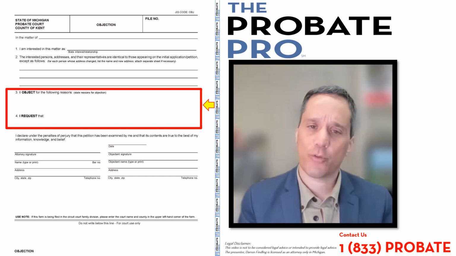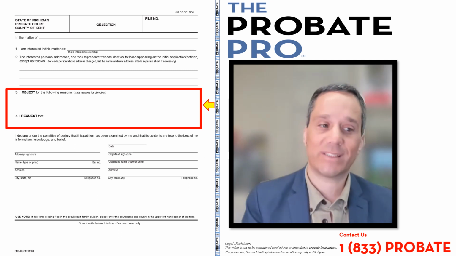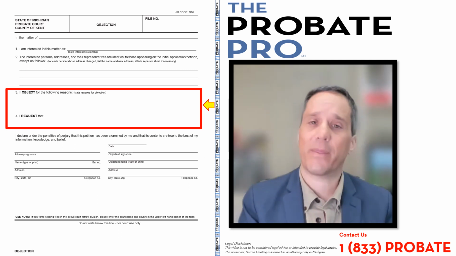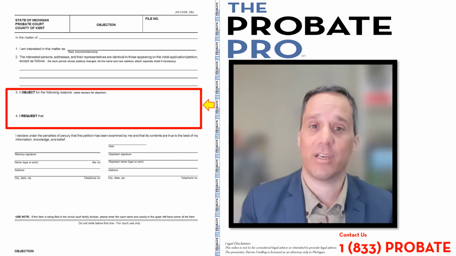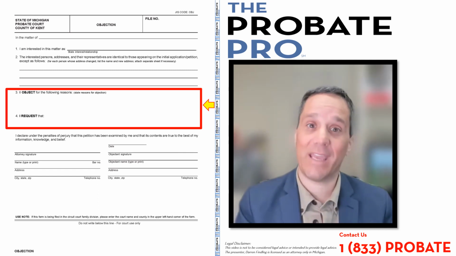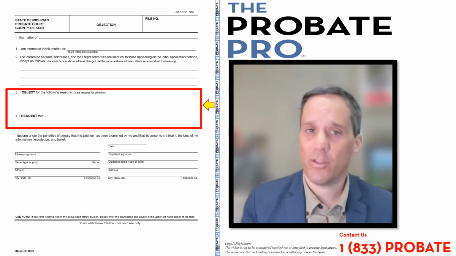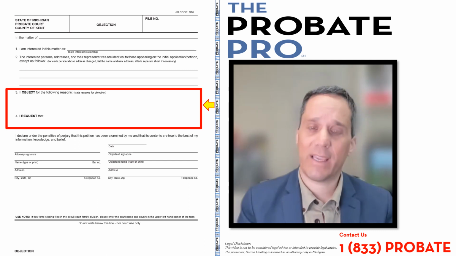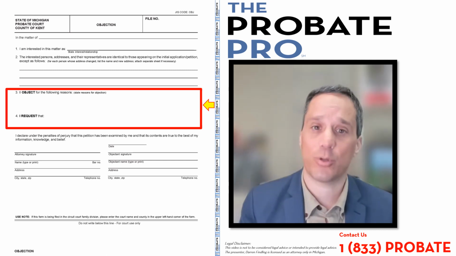So, for example, maybe it's a petition for guardianship and you're objecting to it. You would say, I request that the guardianship petition be denied, or I request that the guardian petition be denied and that Jane Smith be appointed as the guardian. Those are some examples. Now, again, the request spot is quite small there. You can expound upon it if you so choose.